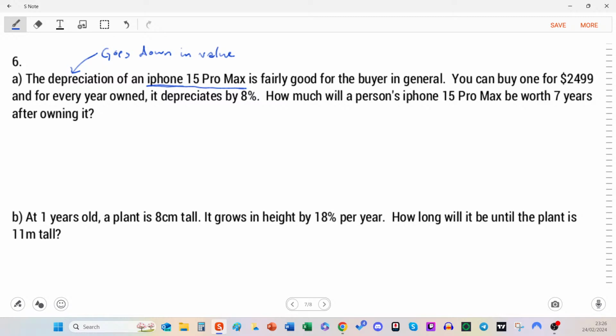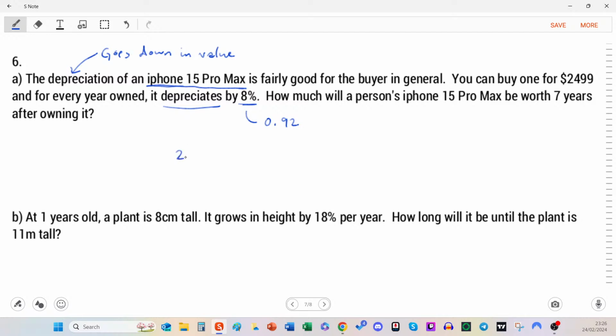So we all know iPhones don't go down in value because they're highly desired. You can buy one for $2,499, and for every year that you own it, it will depreciate by 8%. So in other words, it's going to reduce by 8%. What is this as a decimal multiplier? To reduce something by 8%, we multiply it by 0.92. How much will a person's iPhone 15 Pro Max be worth in 7 years after owning it?